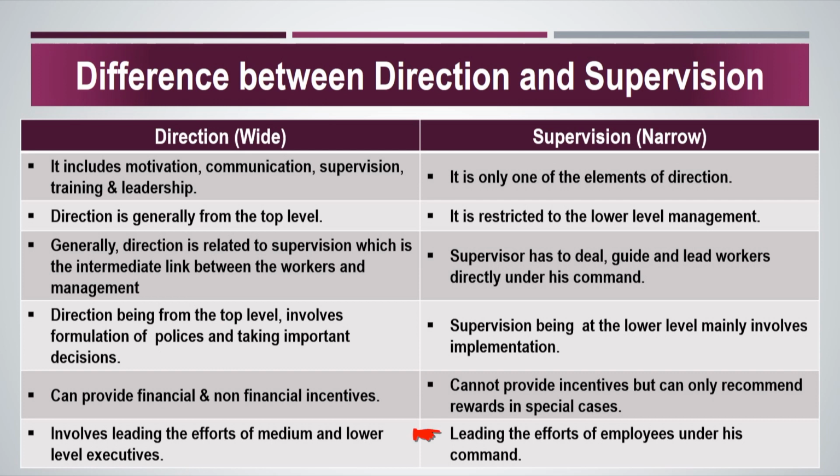Supervision leads the efforts of the employees under their command. On the other hand, direction involves leading the efforts of medium and lower level executives. So, direction is from the top and supervision is the process which is followed at the lowest level, and it is implemented on the workers down under the supervisor.